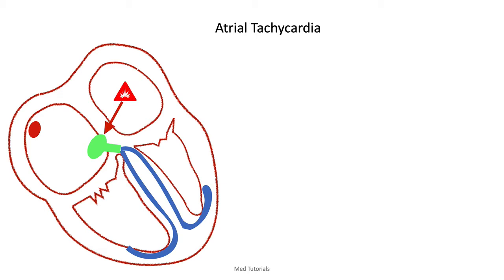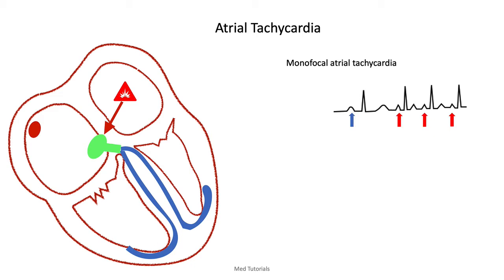Now coming to atrial tachycardia, what happens in atrial tachycardia? Here we have a focus in the atria other than the SA node which generates impulses. And these impulses are usually generated at a very fast rate, and if there is only one point of focus, it's known as monofocal atrial tachycardia. Now here if you see this ECG, the first complex marked in blue is a normal sinus P wave, and the red ones are the P waves which originate from the ectopic focus in the atria.